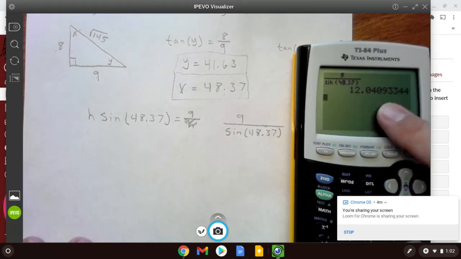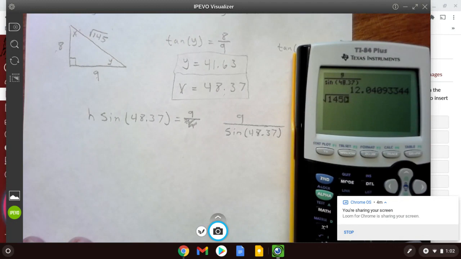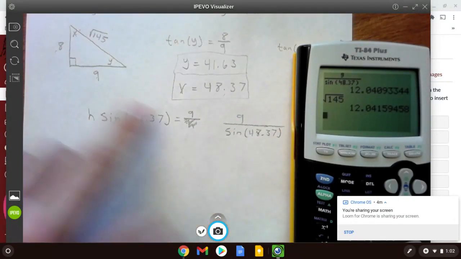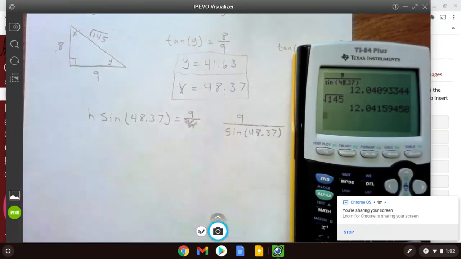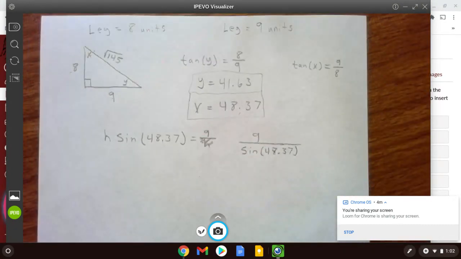That's equal to 12.04. And if I was to do the square root of 145, using Pythagorean theorem there, you get the same answer here. Well, approximately the same answer here, because we rounded off our angle for x there. So lots of different ways that you can approach this. Whatever is simplest to you, I would just use that method.